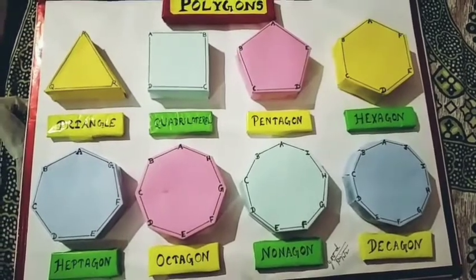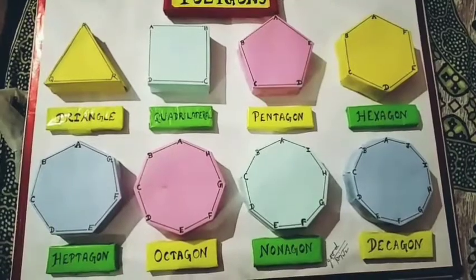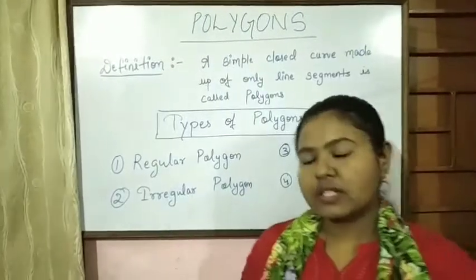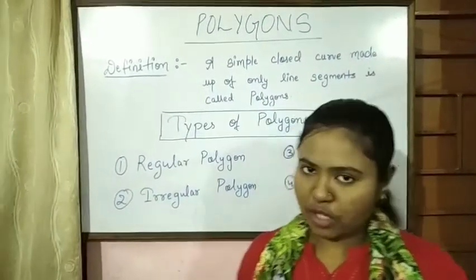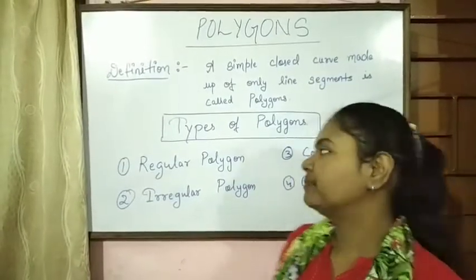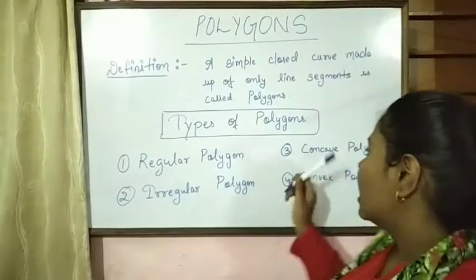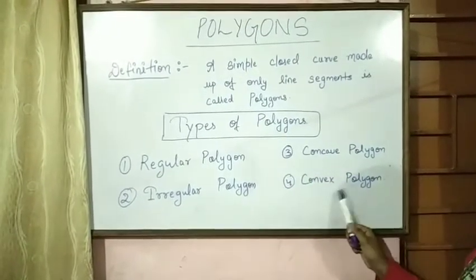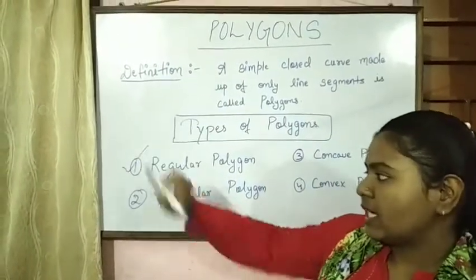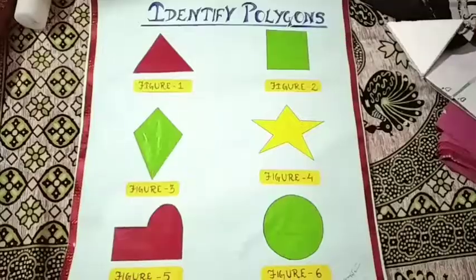As the number of sides increase, their names also change and then the polygons also have their name as per the number of sides they contain. Now students, we will study about the types of polygons. Students, basically there are 4 types of polygons: regular polygon, irregular polygon, concave polygon and convex polygon. Students, first we'll study about regular polygon and irregular polygon with the help of a chart paper.